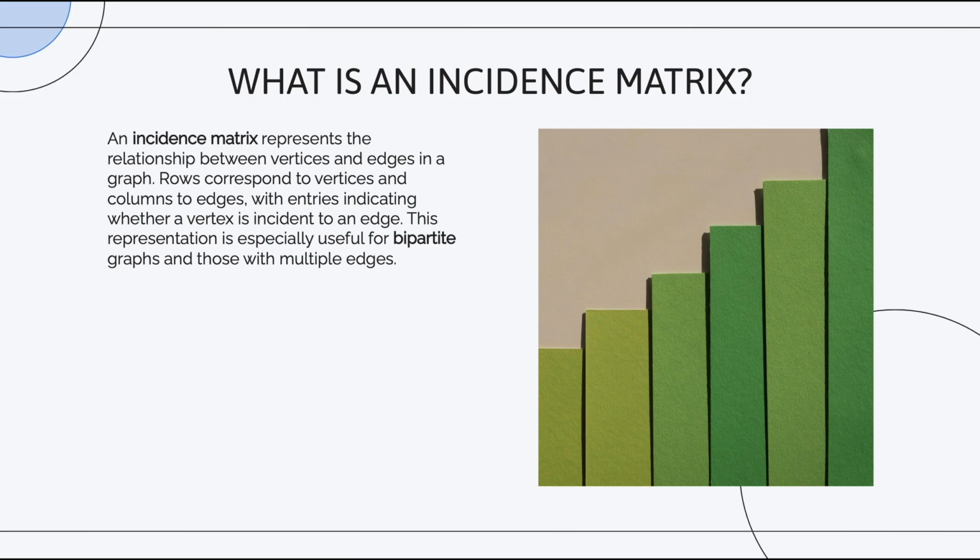What is an incidence matrix? An incidence matrix represents the relationship between vertices and edges in a graph. Rows correspond to vertices and columns correspond to edges, with entries indicating whether a vertex is incident to an edge. This representation is especially useful for bipartite graphs and those with multiple edges.